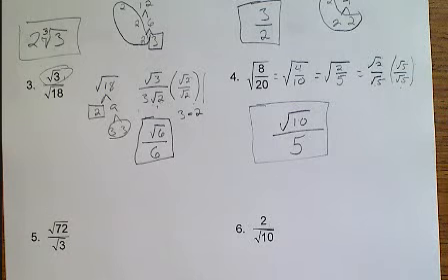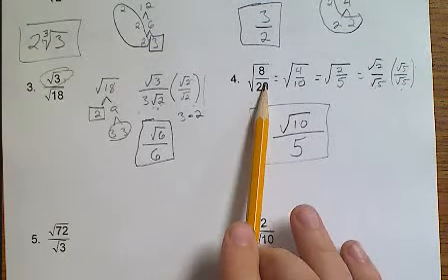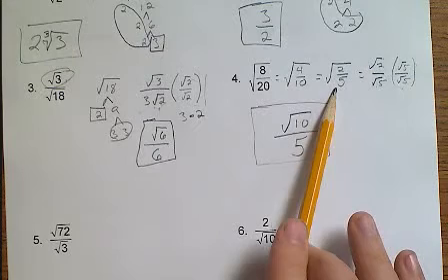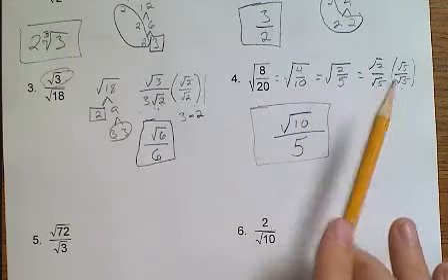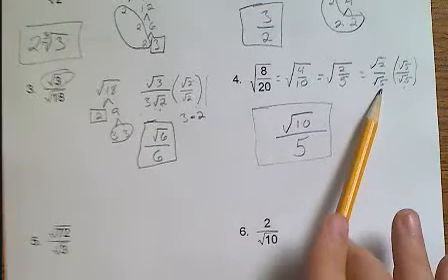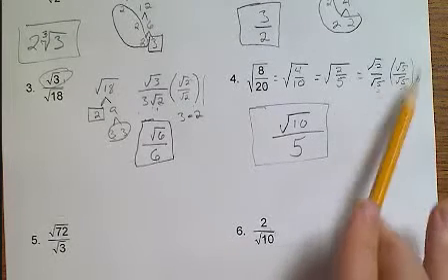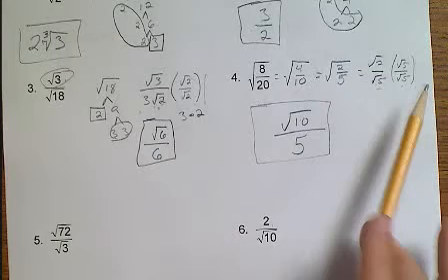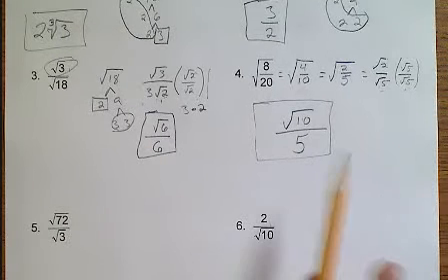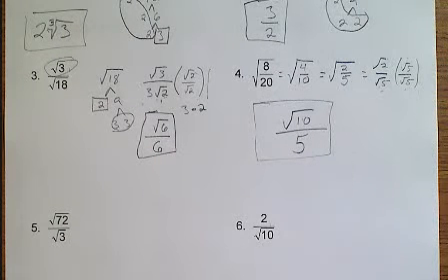So again, I took the fraction, I simplified to a new fraction, then I split it up and got rid of the radical in the denominator by multiplying by it on top and bottom. That's just a fancy way of multiplying by 1, and got my answer. Now let's take a look at number 5.